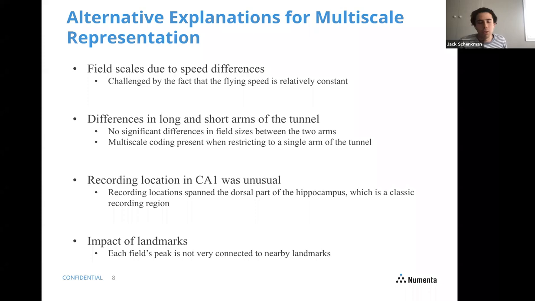But it would have been interesting to actually position the landmarks in different ways, like physically do this and see the impact it would have.